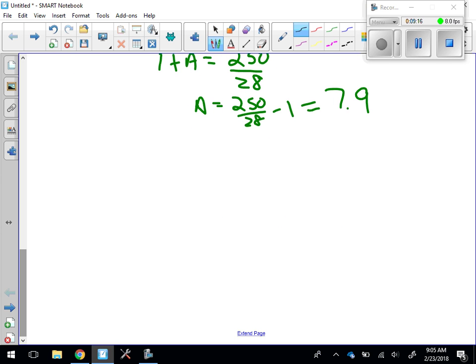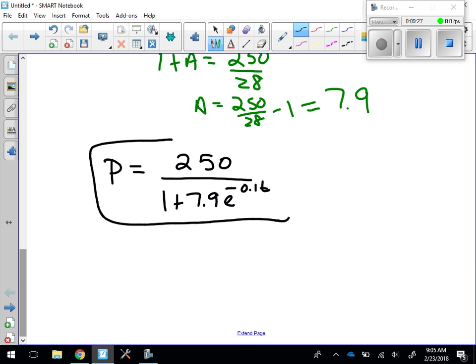So that means that my equation here is P is equal to 250 over 1 plus 7.9 e to the negative 0.1 t, remembering that t equals 0 in 1970. You don't necessarily have to write that down. I just want to make sure that we remember that that's what we're doing, because I think that's going to be part of part B.